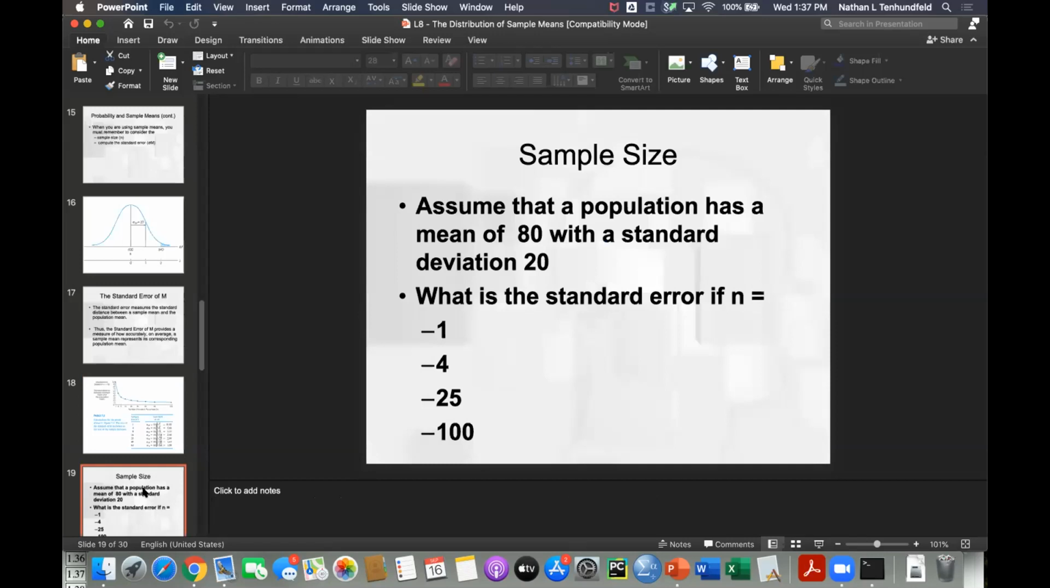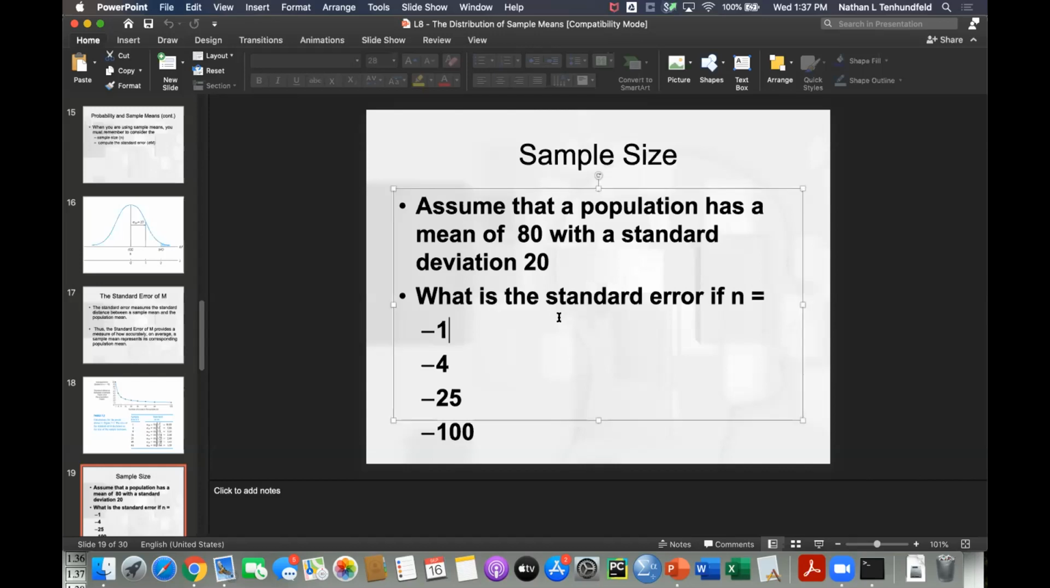Let's just start with converting standard deviation into the standard error. So let's assume a population has a mean of 80 and a standard deviation of 20. What would that standard error be if n equaled 1? Somebody give me the answer. 20. Yeah, exactly, right?